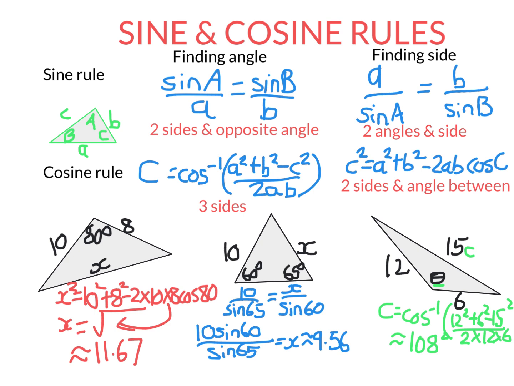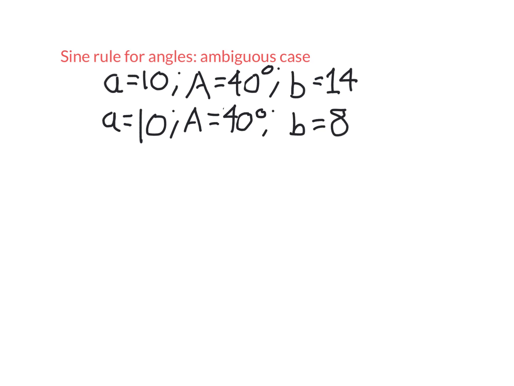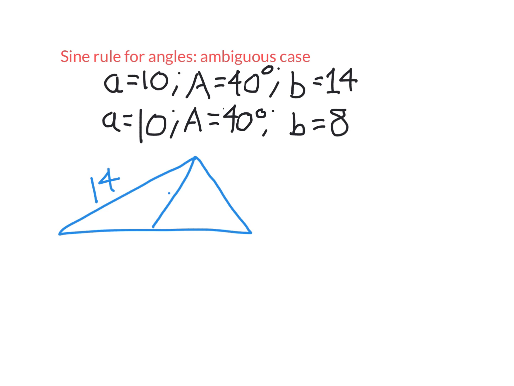Alright, let's now take a look at finding an angle using the sine rule. When you're using the sine rule to find an angle, sometimes there is an ambiguous case, meaning that there are 2 possible solutions for the angle you're trying to find. Here we have 2 sets of dimensions for a triangle. Let's draw the first one. It turns out it is possible to draw 2 non-congruent triangles with these dimensions. So I have here b equals 14, a equals 10, and angle A equals 40 degrees.